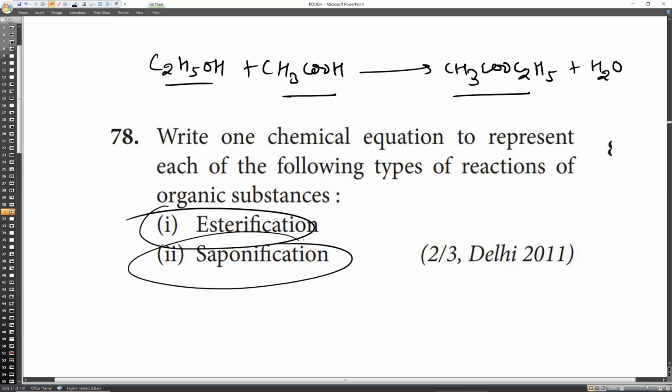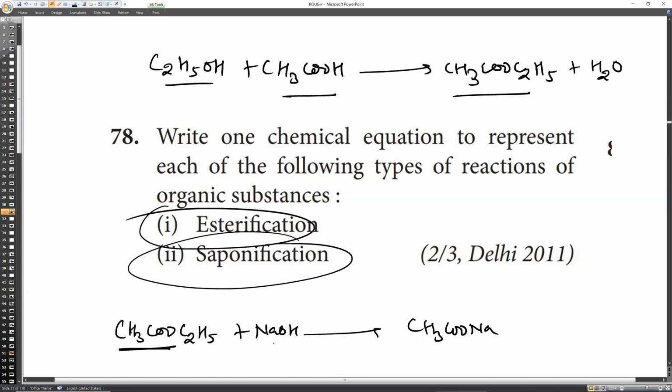And the saponification reaction is when esters react with NaOH. Let's take this reaction: CH3COOC2H5, when it reacts with NaOH, will give you CH3COONa, the sodium salt of carboxylic acid. This group and this group will make a bond together, and this group and this group will make a bond together, giving C2H5OH. So this is the saponification reaction. This is a very general reaction: esters when reacted with sodium hydroxide give you the sodium salt of carboxylic acid and an alcohol.